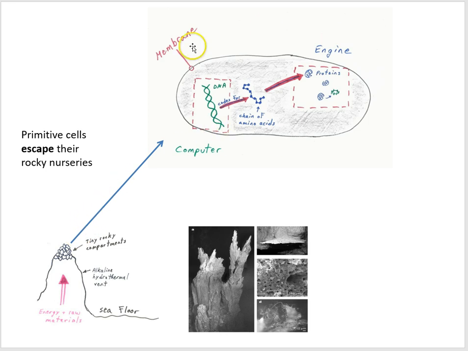So here we have the basics of a primitive type of cell. It's got a membrane boundary. It's got a metabolic engine, proteins doing the chemistry of life, and then we've got some kind of computer, genetic material. Now there's a question of whether it was DNA to begin with or RNA, but some kind of genetic material that has the recipes for building the proteins that are doing the chemistry of life.